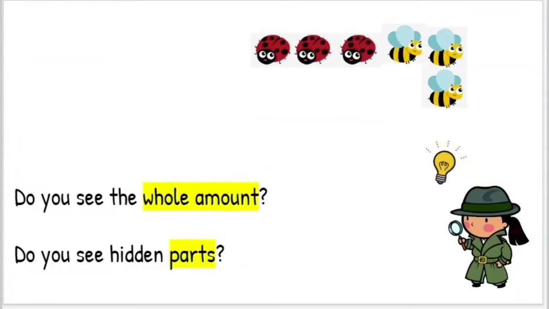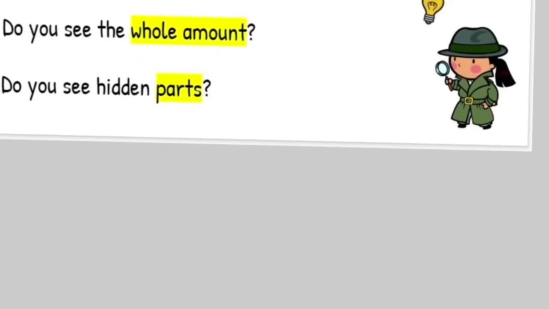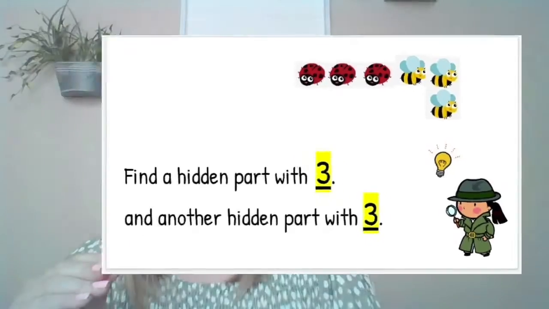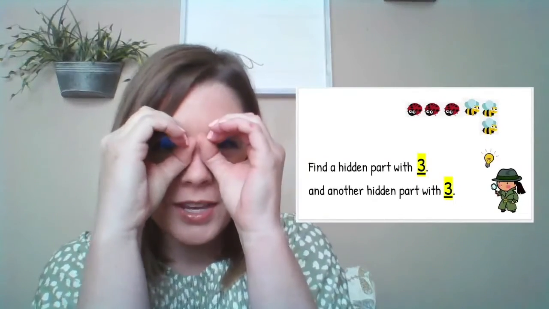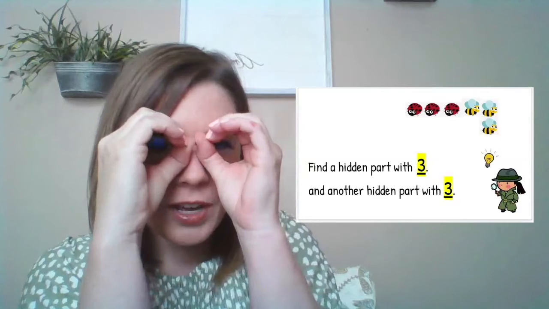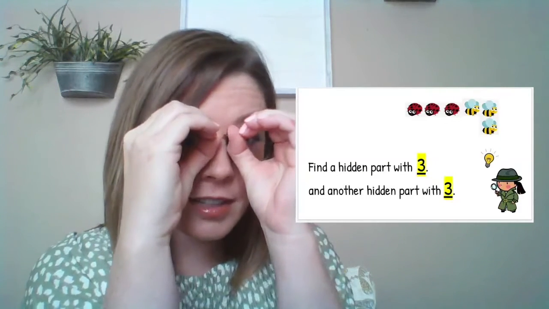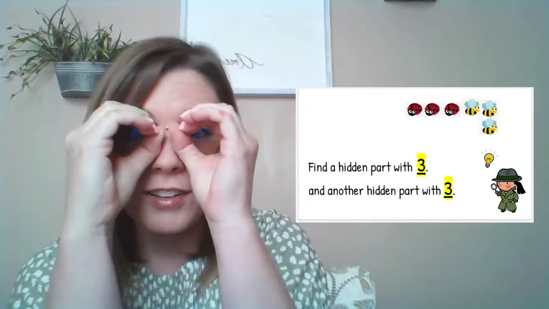Okay, take a look at this picture. Do you see the whole amount? Do you see any hidden parts? I want you to see if you can imagine with your eyes, okay? So zoom in, and I want you to see if you can find a hidden part of 3 and another hidden part of 3.